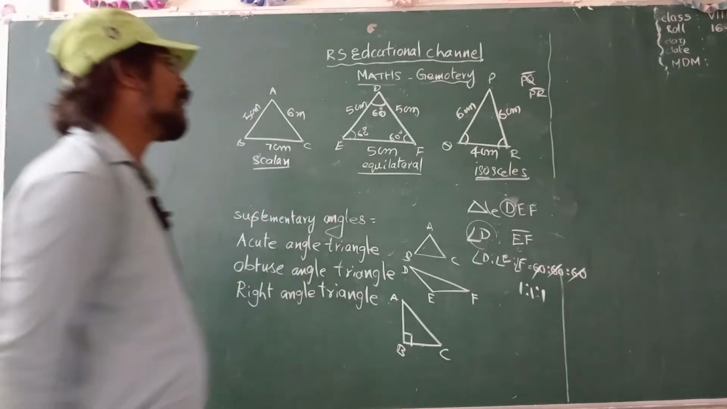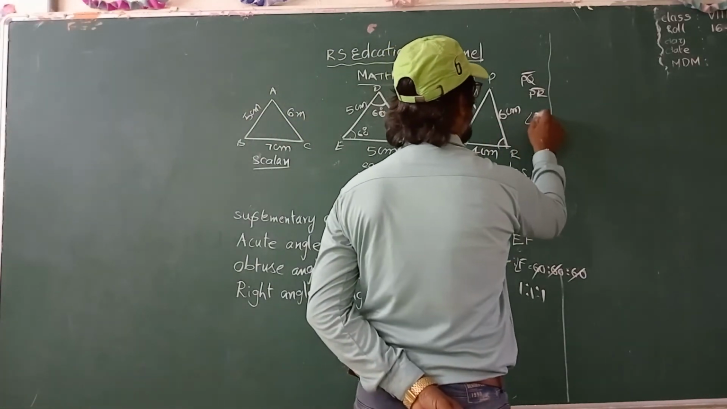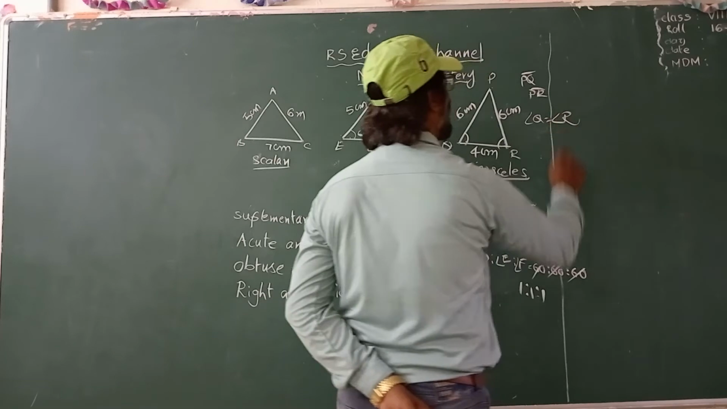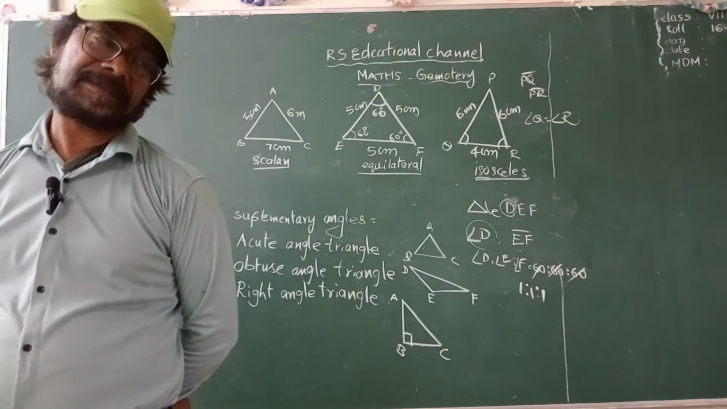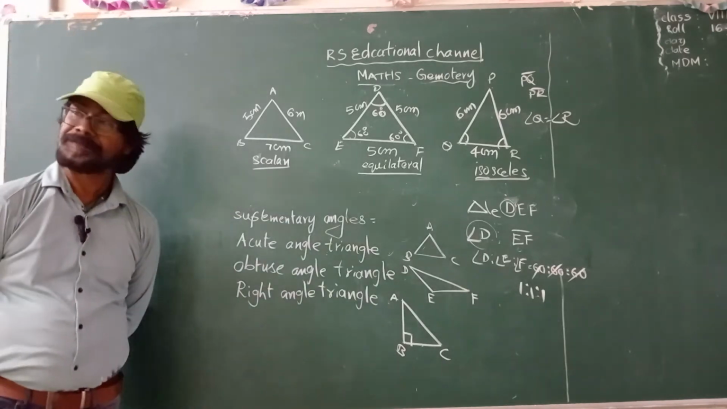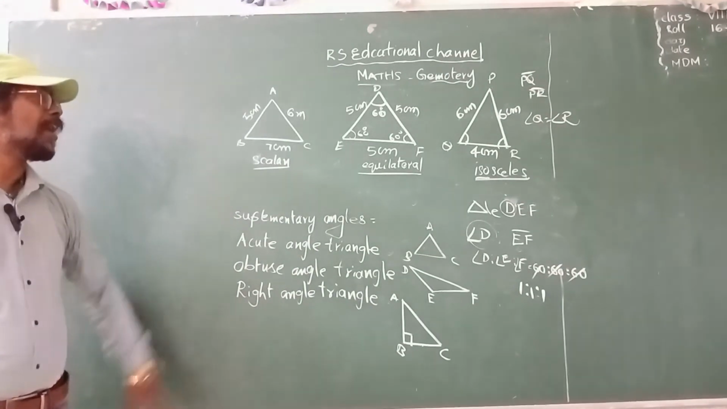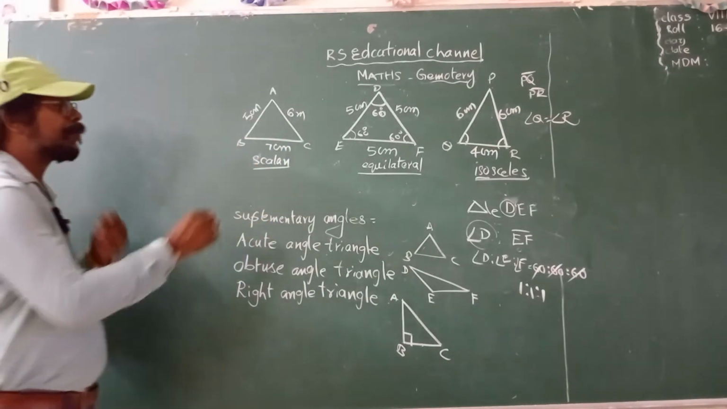And here angle Q is equal to angle R. Then it is called an isosceles triangle. Opposite angles are equal.